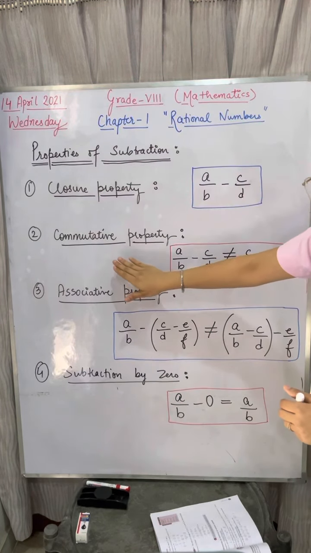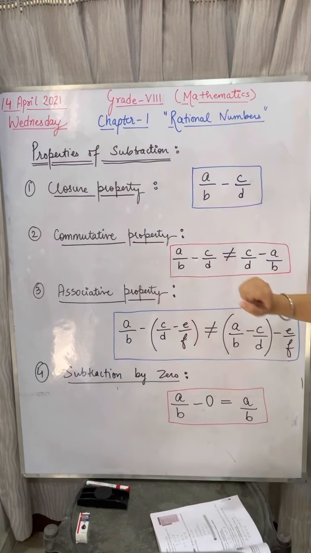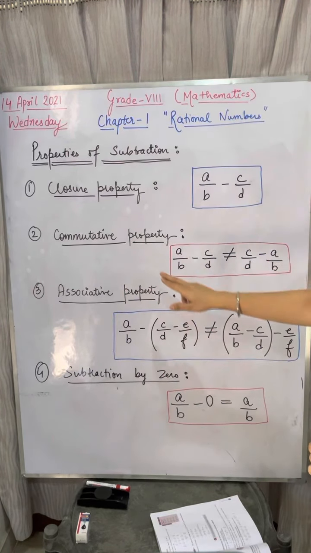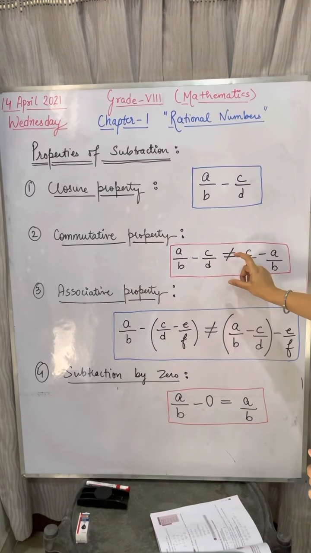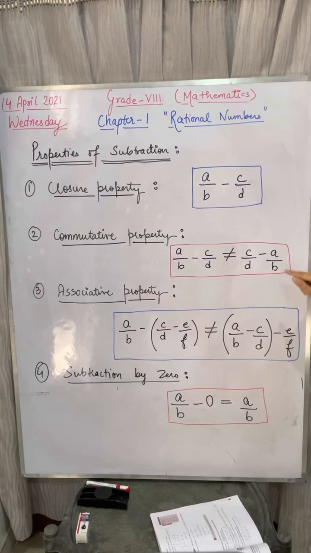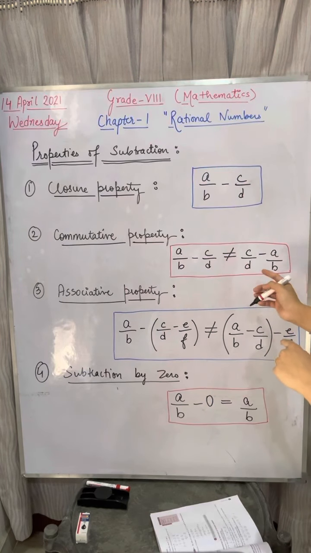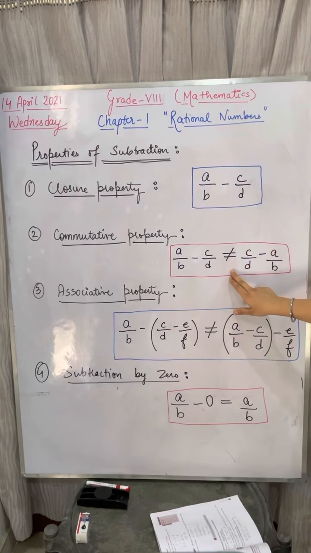Now next is commutative property. In the addition we have discussed a by b plus c upon d is always equal to c upon d plus a upon b. But in the case of subtraction, they are never ever equal. A upon b minus c upon d, you take out the answer; this answer and this answer will be slightly different. Either the values will change or the sign will change. So that's why they will never be equal.